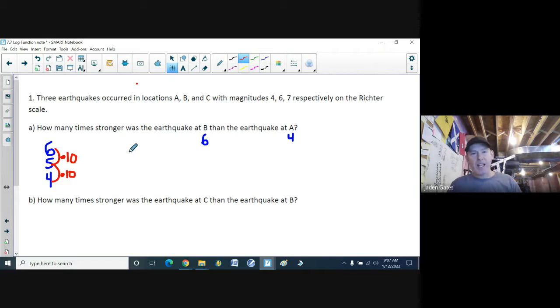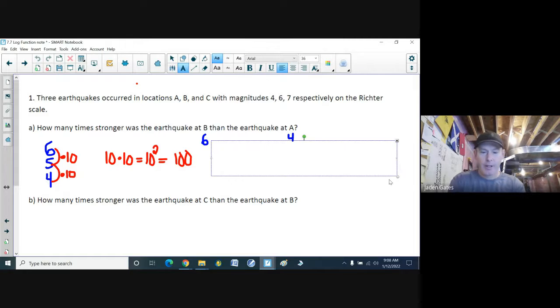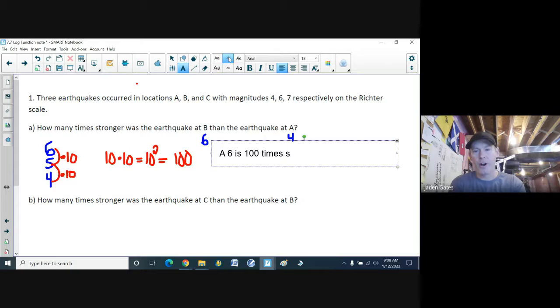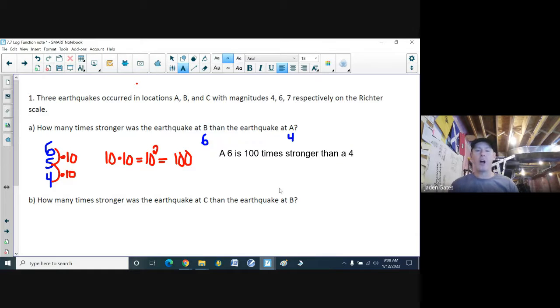So because we're making 2 jumps, it's 10 times 10 stronger, or 10 squared. Another way to look at it, or 100 times stronger. So in this case, a 6 is 100 times stronger than a 4. Again, because the Richter scale is a logarithmic scale.